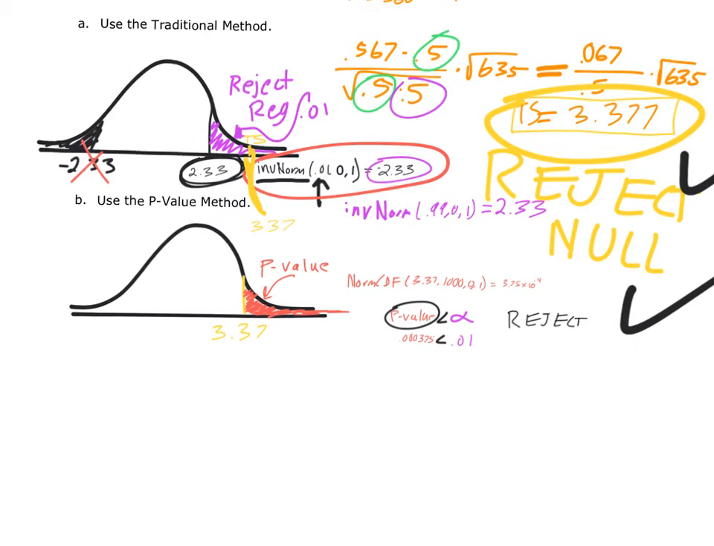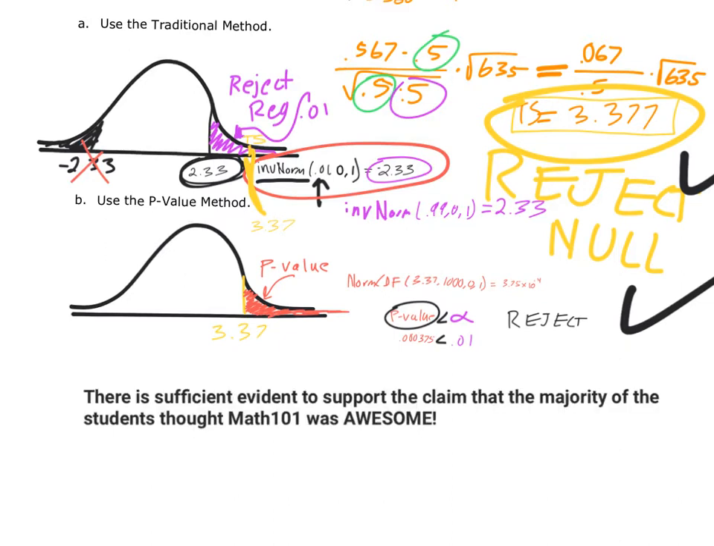Now, typing out that final conclusion, remember we've got that keyword from earlier. My keyword was support. So I can use that. And my conclusion showed up right there. There is sufficient evidence to support the claim that the majority of the students thought Math 101 was awesome.